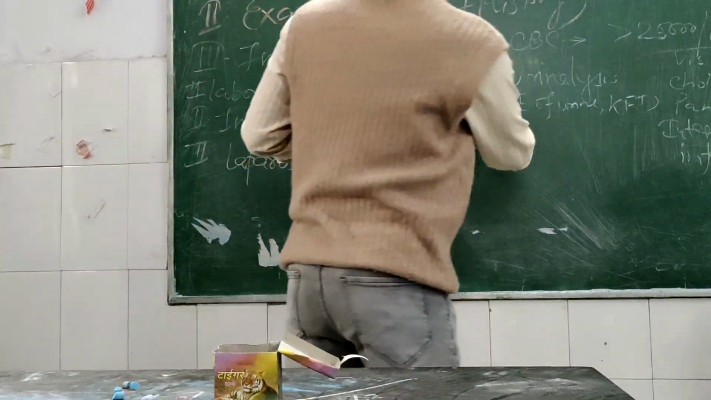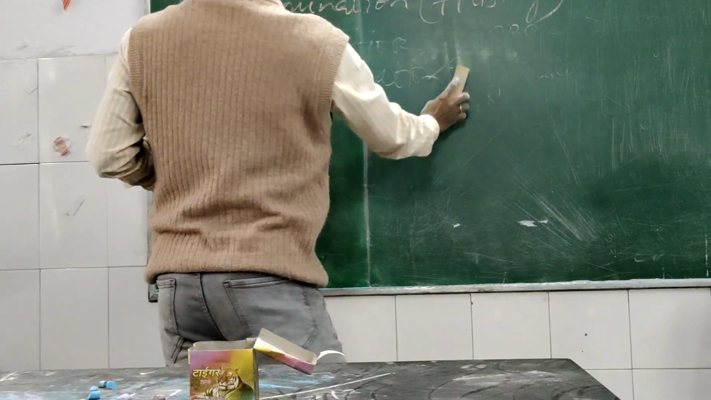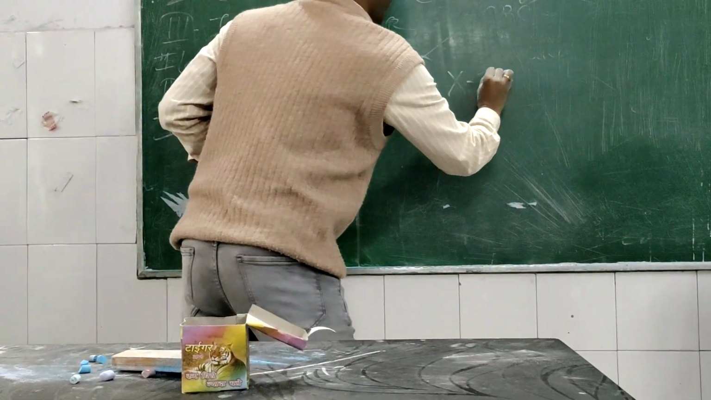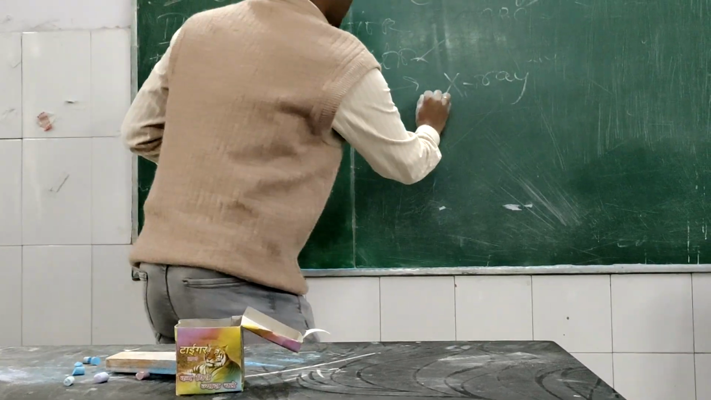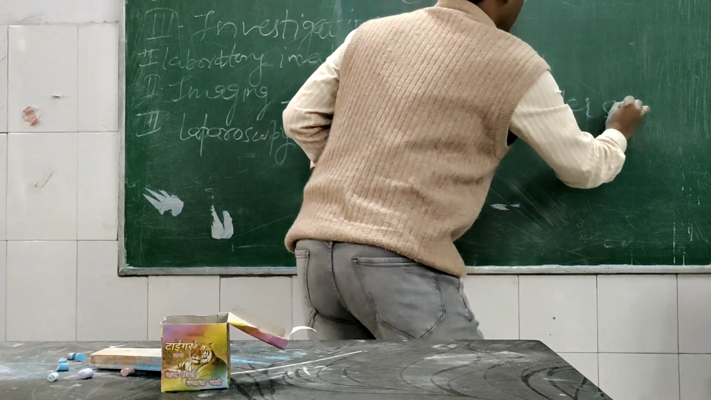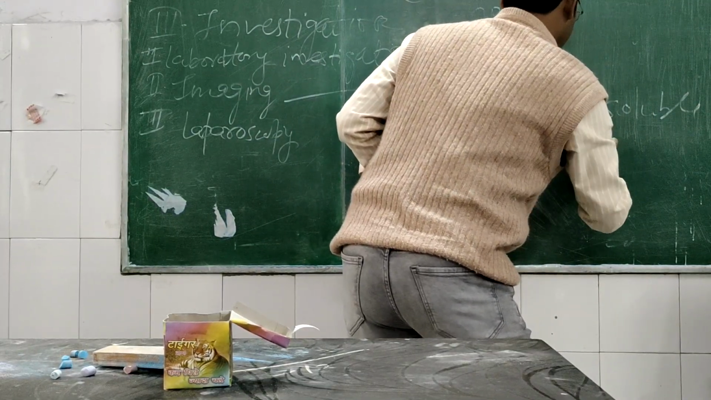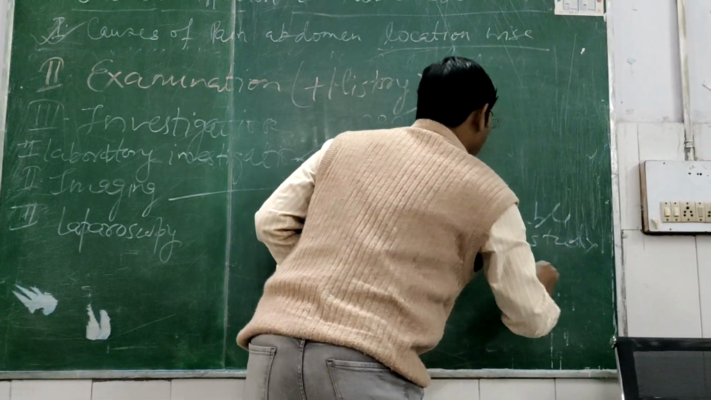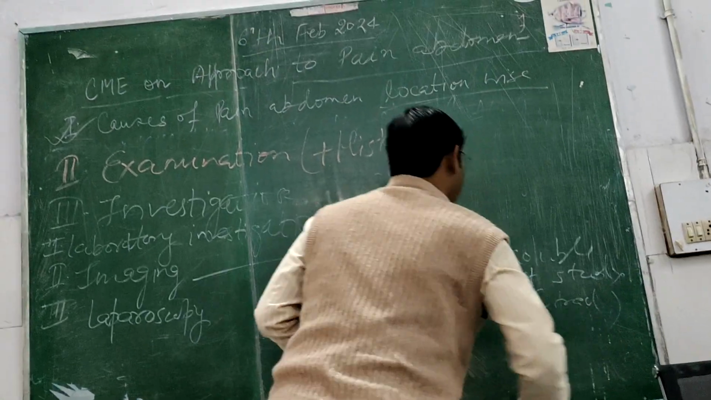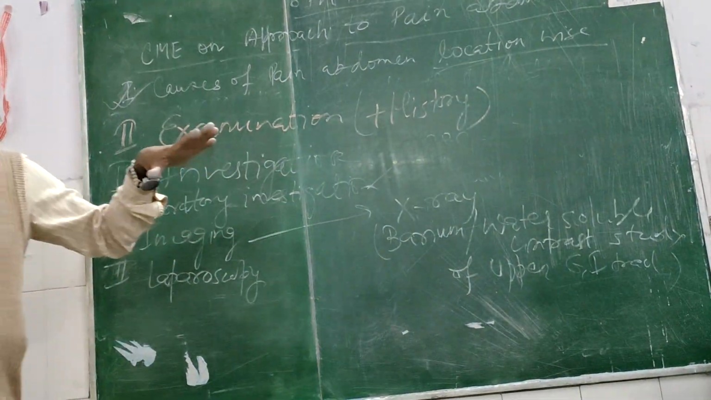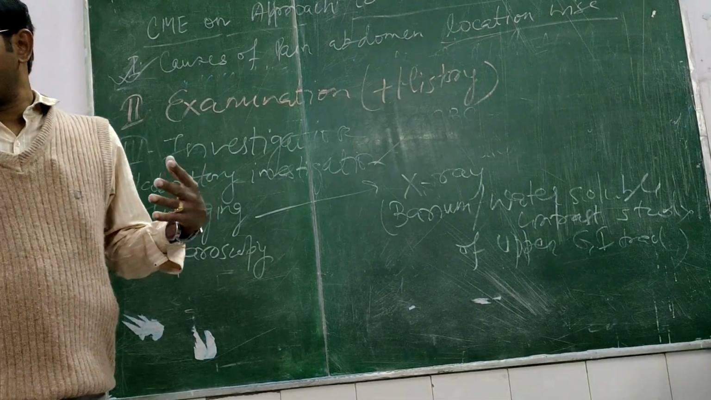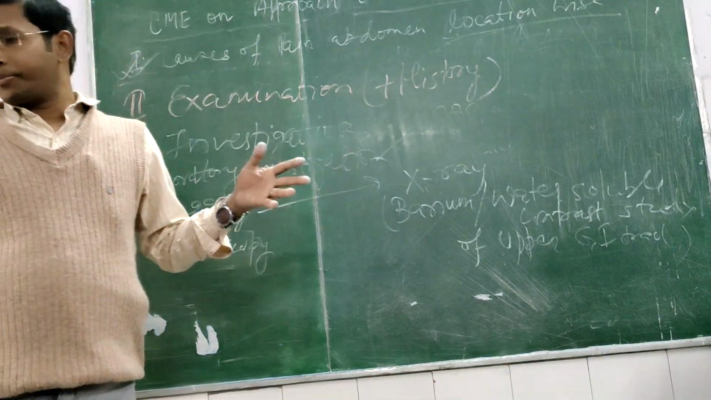Now some important points regarding the imaging part. In imaging, we do X-ray, and X-ray study also includes barium or water soluble contrast study of the upper GI tract. We do X-ray in our emergency setup, in upright posture, or sometimes in lateral decubitus posture, to rule out intestinal obstruction.